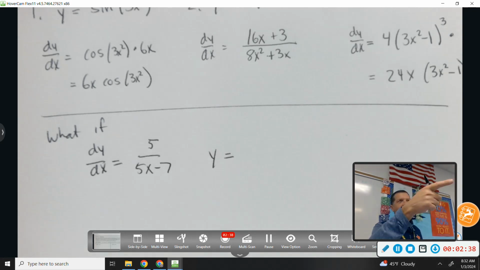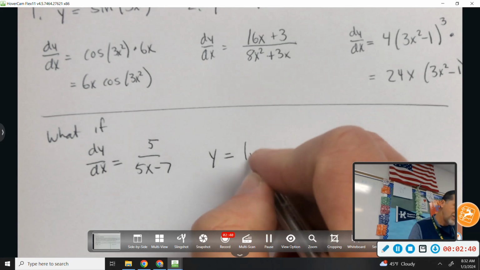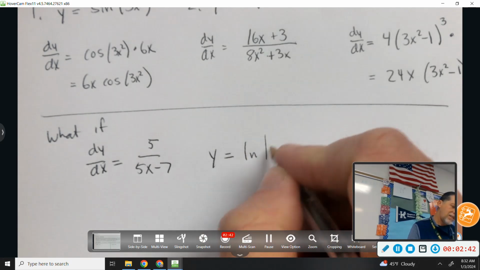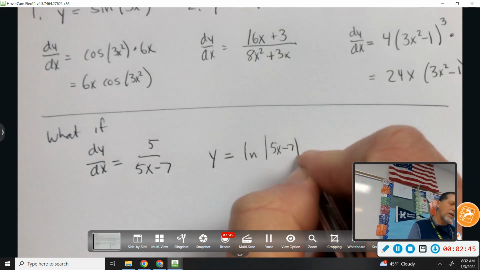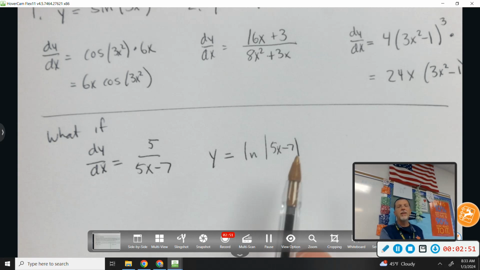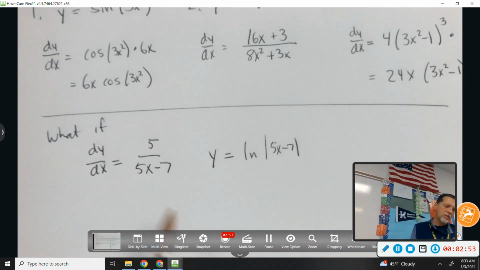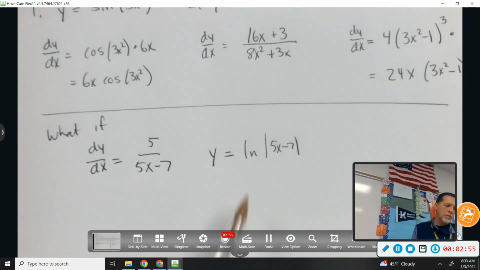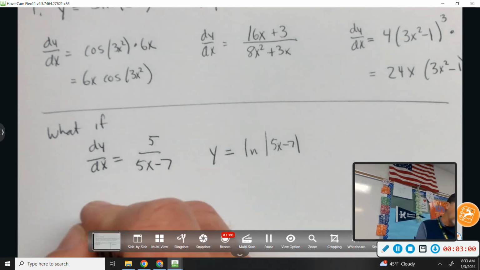Nedge, you said it? It would be ln of 5x minus 7. Natural log of 5x minus 7. And with natural log, we end up putting the argument in absolute value bars to make sure that it's positive. But yeah, so it's because that would be 1 over the argument times the derivative of the argument.